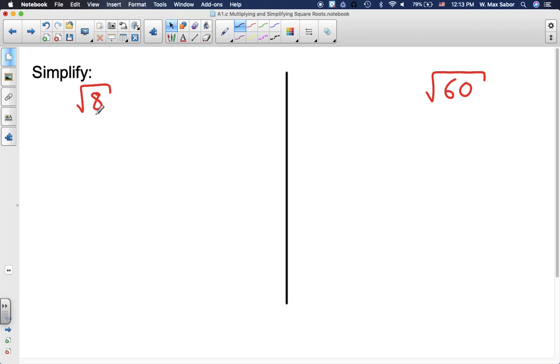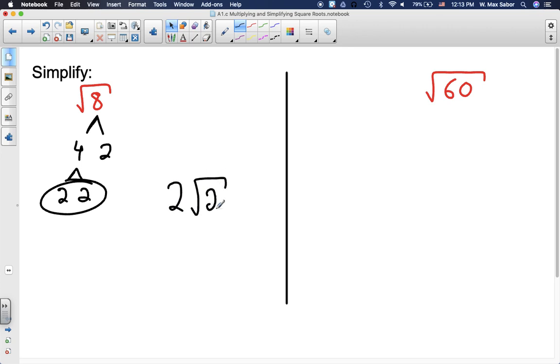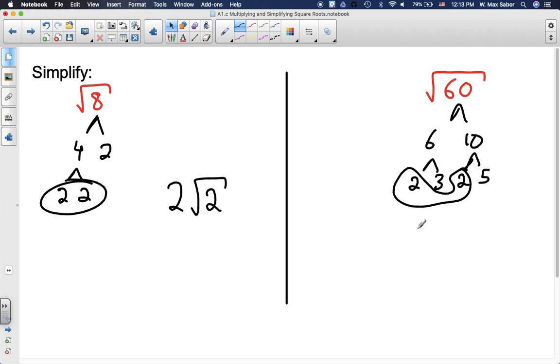So let's factor this. 4 times 2, 2 times 2. We got a pair of 2's and 1 2 left over. That's that. 6 times 10, 2 times 3, 2 times 5. We got a pair of 2's. And what's left over is 3 times 5. 3 times 5 is 15.